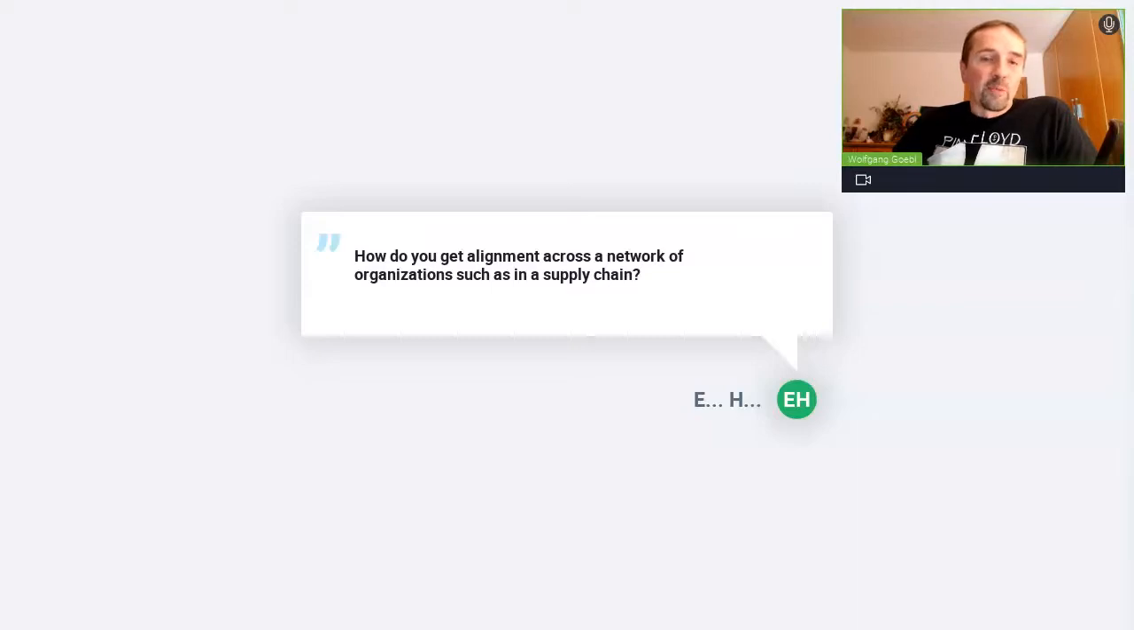How do you get alignment across a network of organizations, such as in a supply chain? Oh, that's a big question, and I must be really honest there. We spent the last two to three years coming up with a design approach and an enterprise design language that will be published in April. It focuses very much on a business and the Milky Way. If you know our Milky Way map, that's very much about the goals of a single enterprise in the center. And we have already started the discussions about what it means, exactly your question.